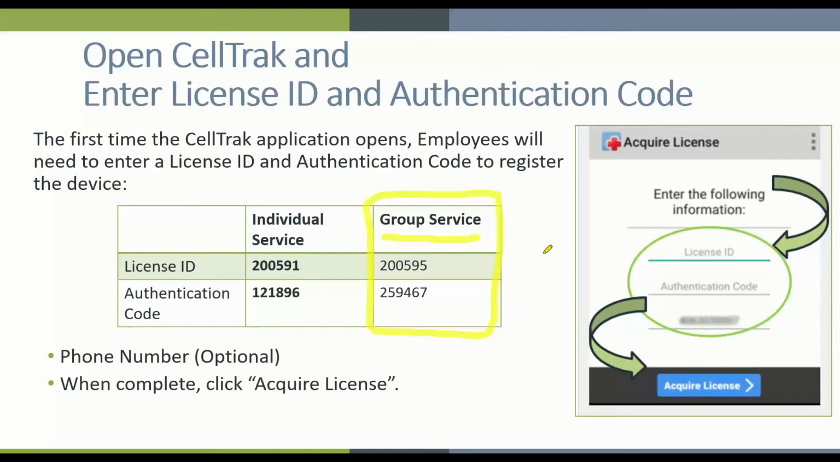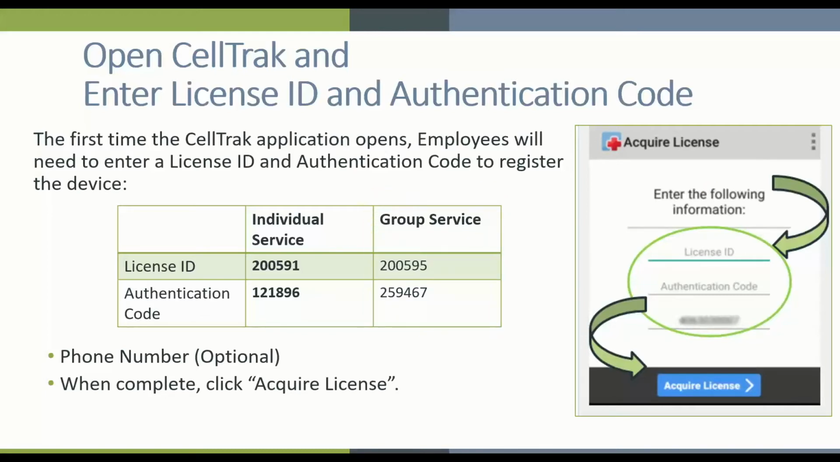Now, the group service license ID is 200595, and that's 200595. And the group service authentication code is 259467. Again, that's 259467.